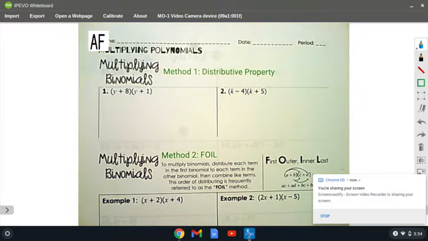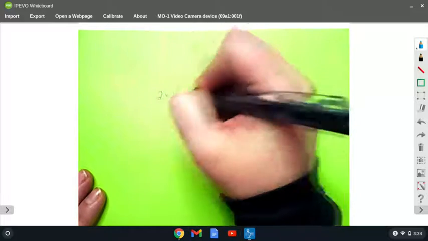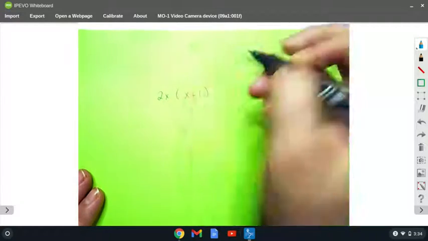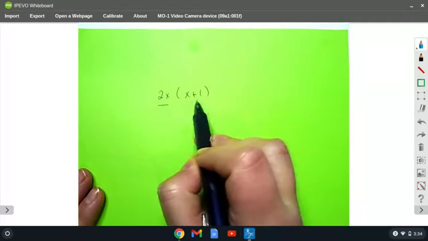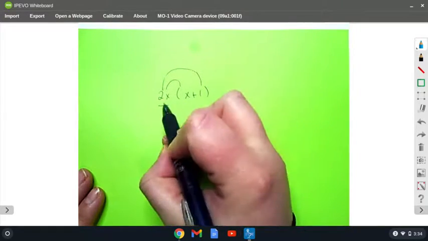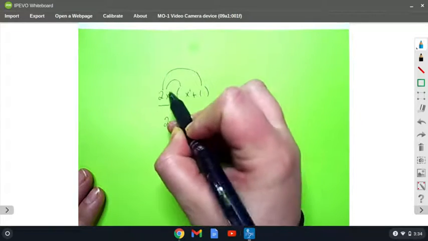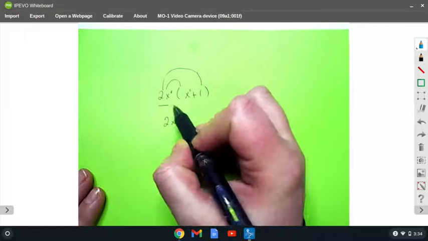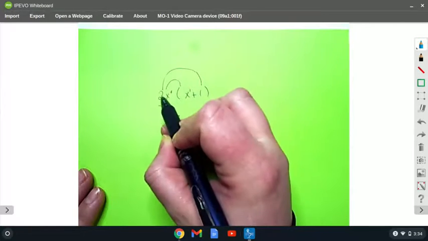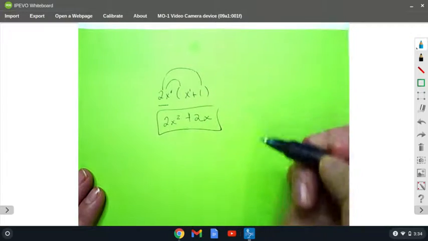Good morning, everyone. So last class, we talked about multiplying monomials times polynomials. So something like this times this. This is our monomial. This is our polynomial. So then we would distribute this. I have 2x times x, so that gives me 2x squared. Because these are both an exponent of 1, I'm adding those exponents. Then I have 2x times 1, which would just give me 2x. And then this would be my final answer.